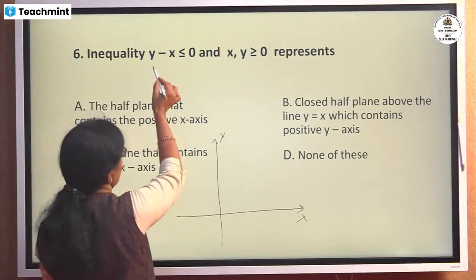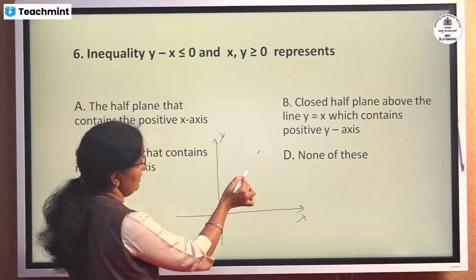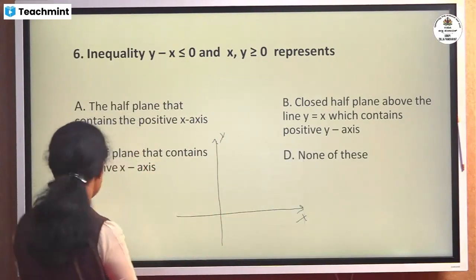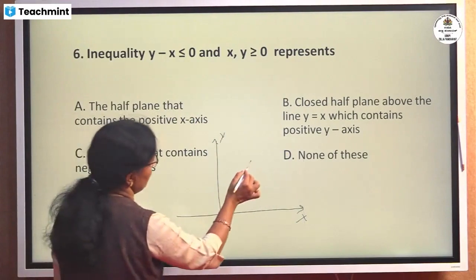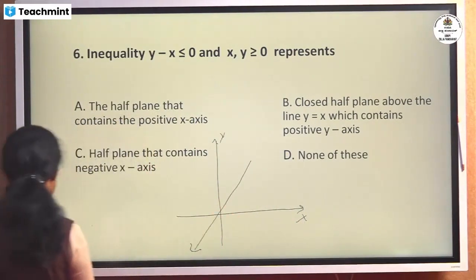You know that y minus x is lesser than or equal to 0, which is, what is this line? This line is nothing but the identity function. Sorry, it must pass through the origin.